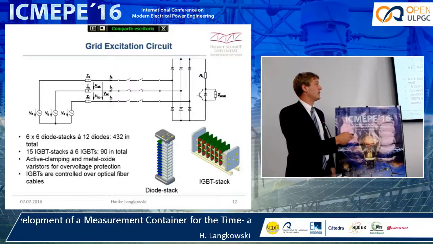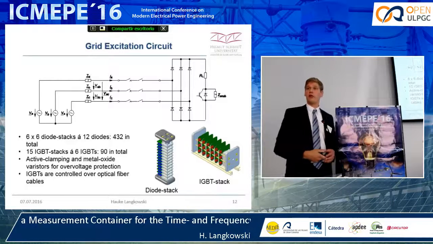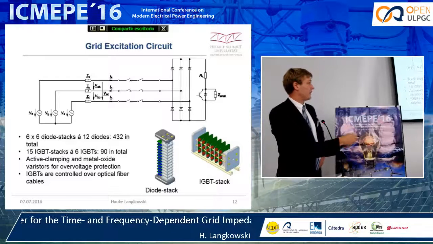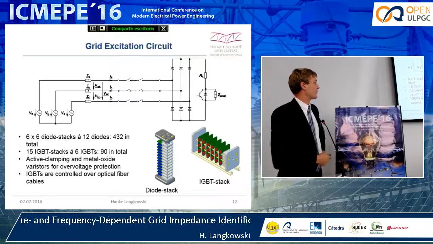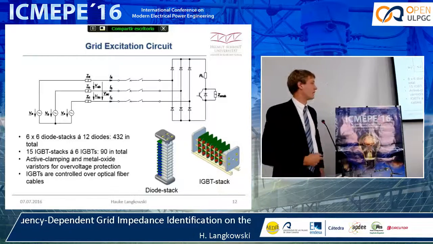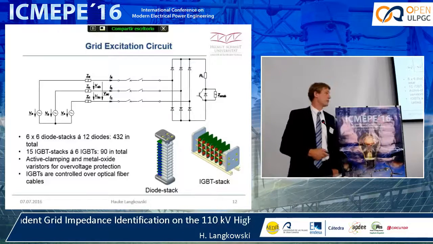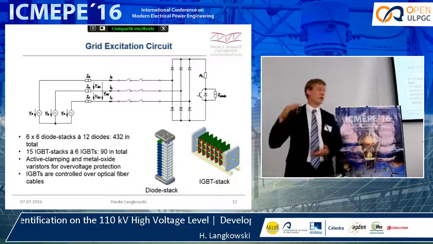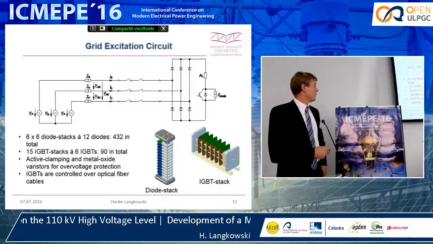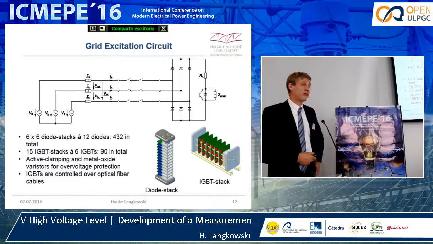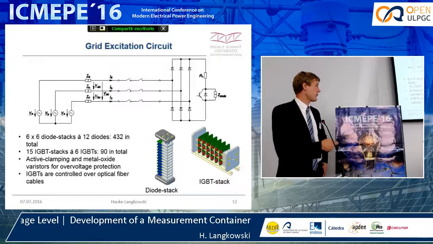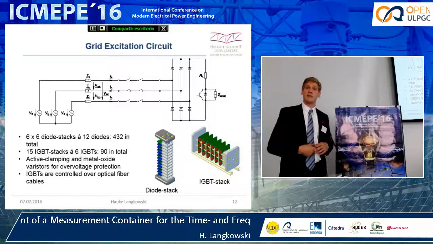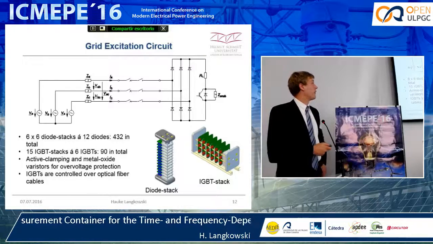And also the IGBT here has to work with the full voltage, and therefore we are using 15 IGBT stacks, where each stack is consisting of 6 IGBTs, so we have 90 IGBTs in series. We are using active clamping if there are voltage peaks, and also metal oxide varistors for the overvoltage protection. And the IGBTs within the tank are controlled over optical fiber cables from a control unit outside the tank.